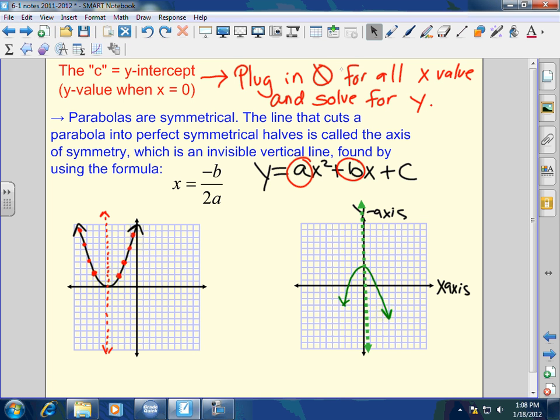No, that's not what I said. Please do not put words into my mouth. Absolutely not. Scratch what he just said, please. You are going to plug it in, but that does not find the c. You find the c by making the x 0. Please, please don't make that mistake. Thank you so much for your honesty. May I continue?